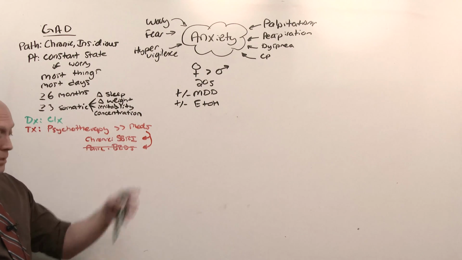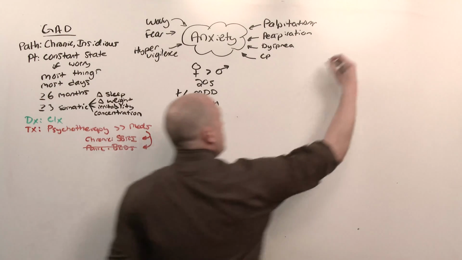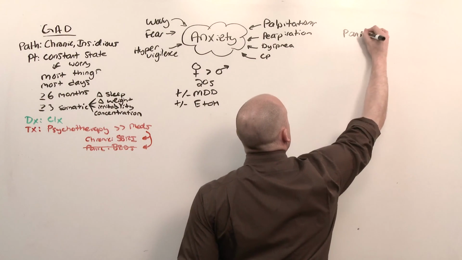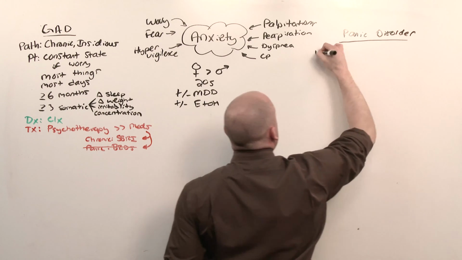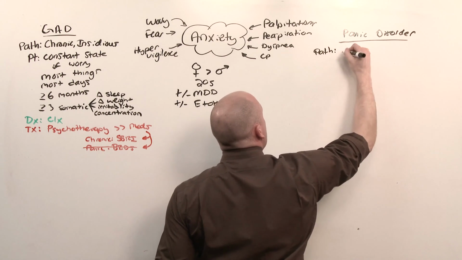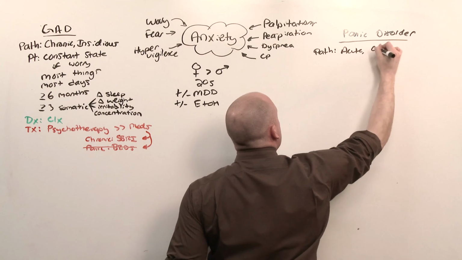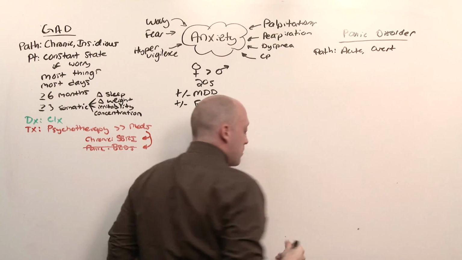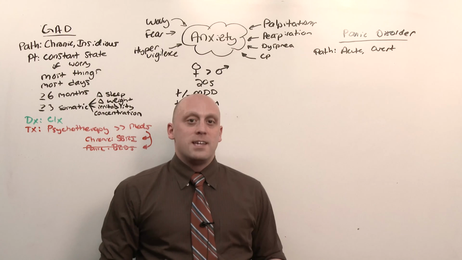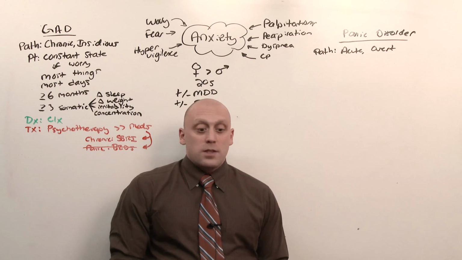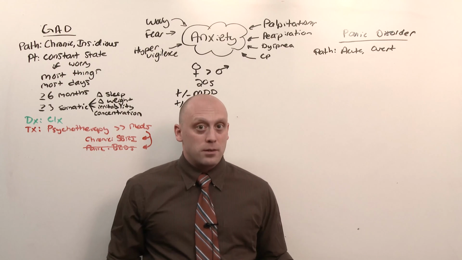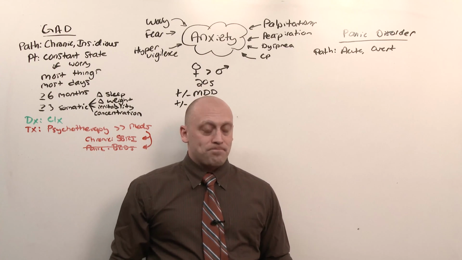Generalized anxiety, let's compare it to panic disorder. Panic disorder, in comparison, is going to be acute, overt, and catastrophic. The thing about panic attacks is that they come out of the blue. They're not provoked. There's nothing that triggers them. They just happen. So they can be very debilitating.